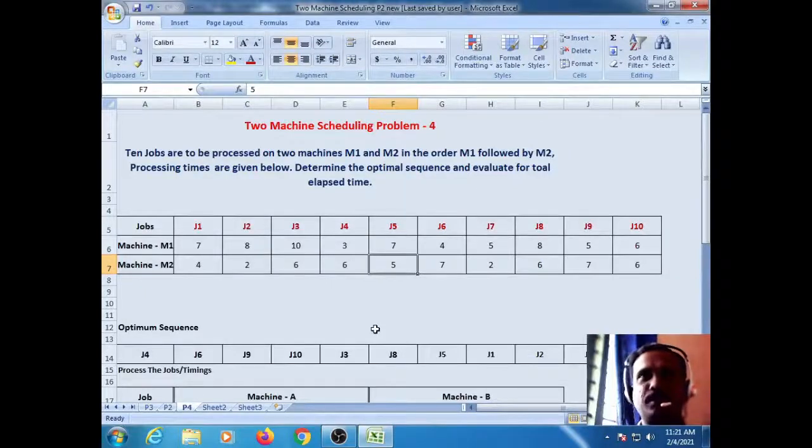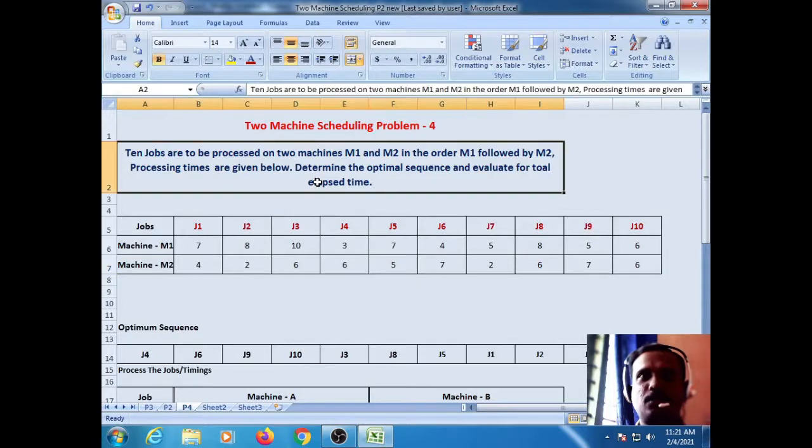This is the problem on two machine scheduling. 10 jobs are to be processed on two machines, machine 1 and machine 2, in the order machine 1 followed by machine 2. Processing times are given below. Determine the optimal sequence and evaluate for total elapsed time.